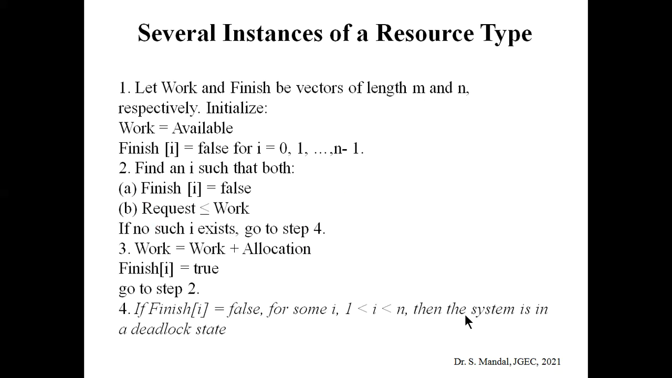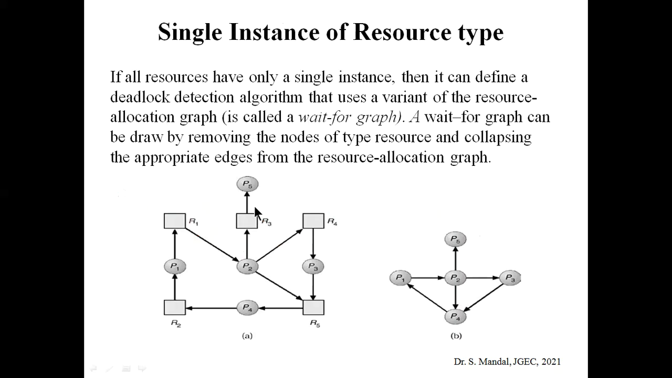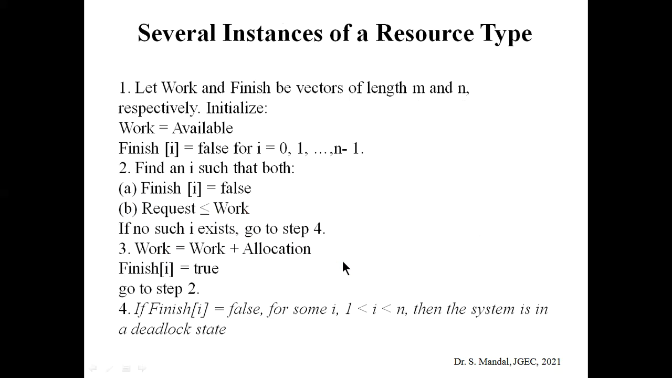Now here you can see that all these resources have only one instance. But if we consider multiple instances of a resource type, then in that scenario an algorithm has already been proposed, which is quite similar to the banker's algorithm, but here instead of finding the safety sequence, we want to find the deadlock. Just one difference is there: we define the request.